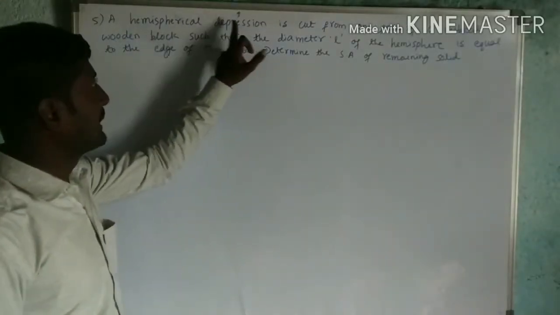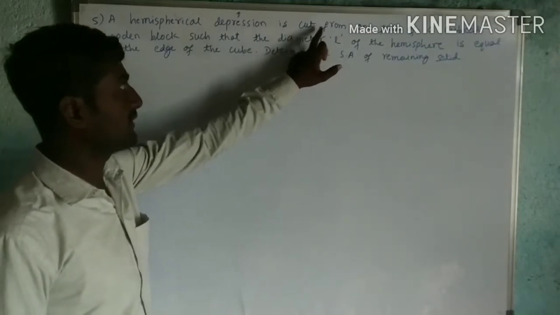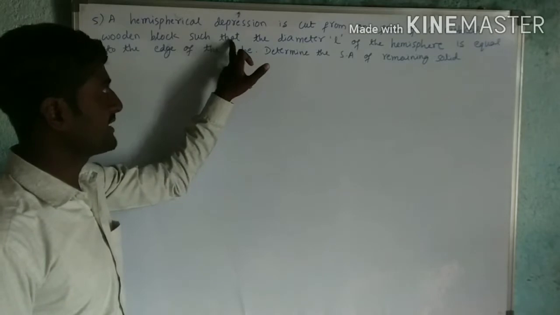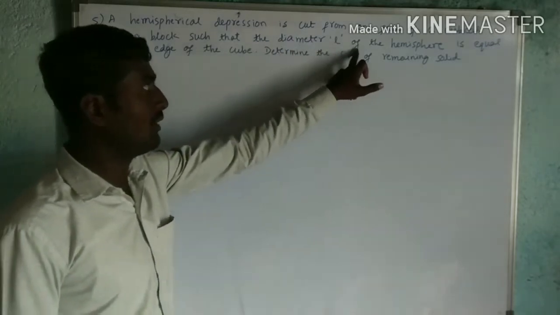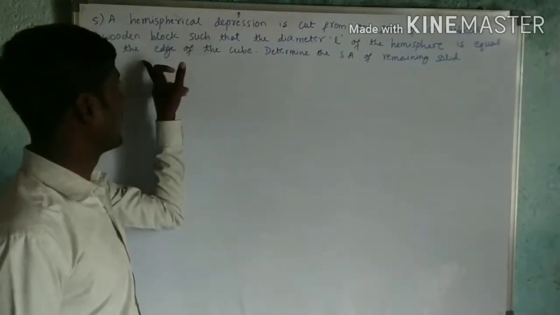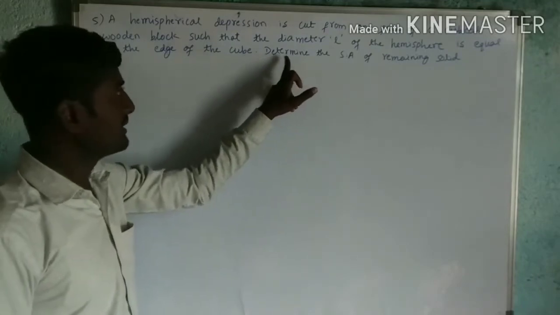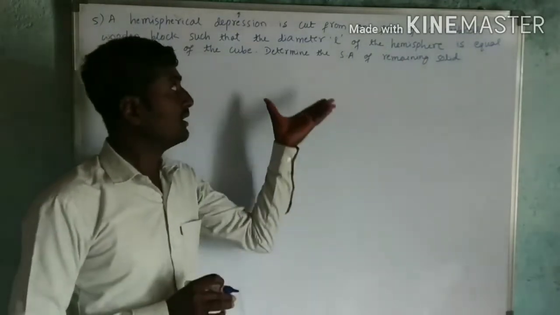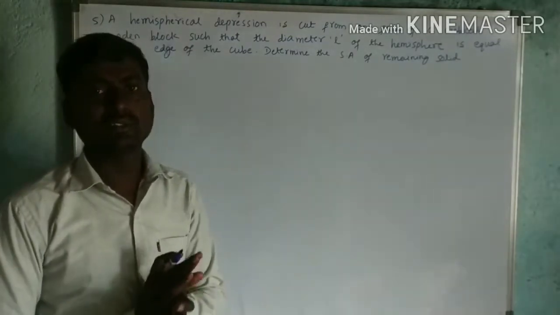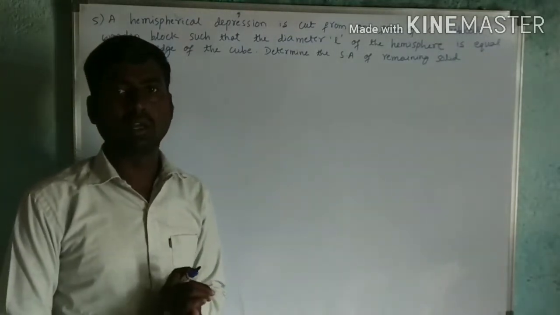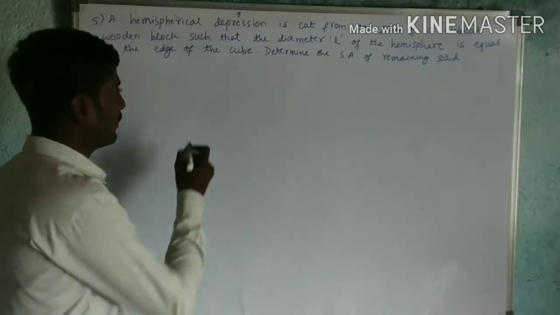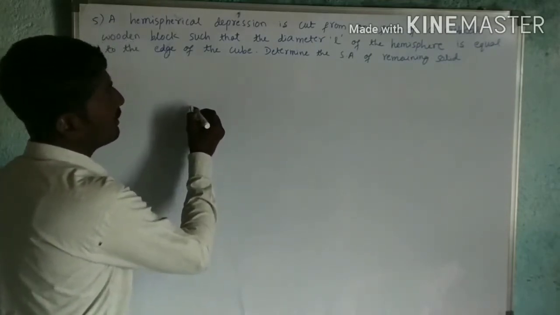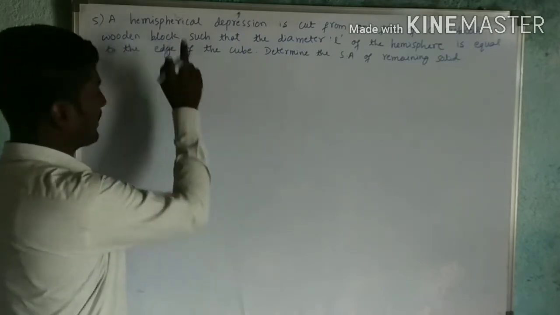A hemispherical depression is cut from one face of a cubical wooden block such that the diameter L of the hemisphere is equal to the edge of the cube. Determine the surface area of the remaining solid. So here imagination is very important. There was a wooden cubical block. First we shall take a wooden cubical block.